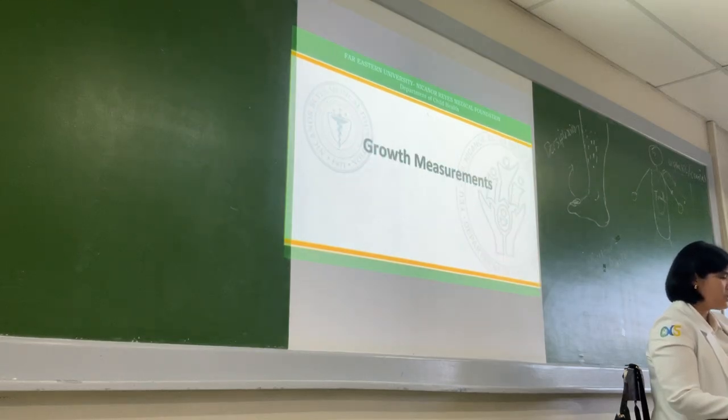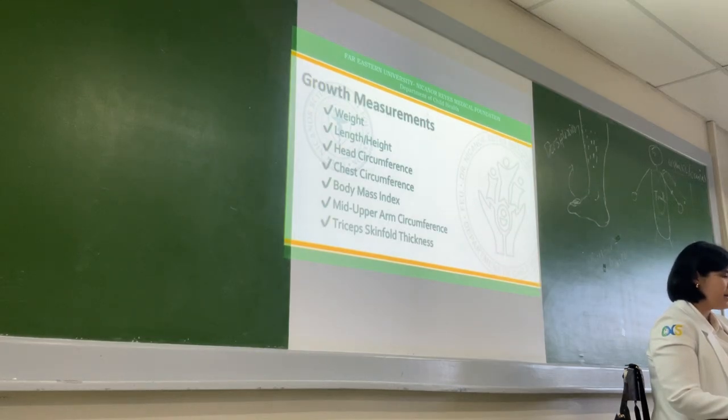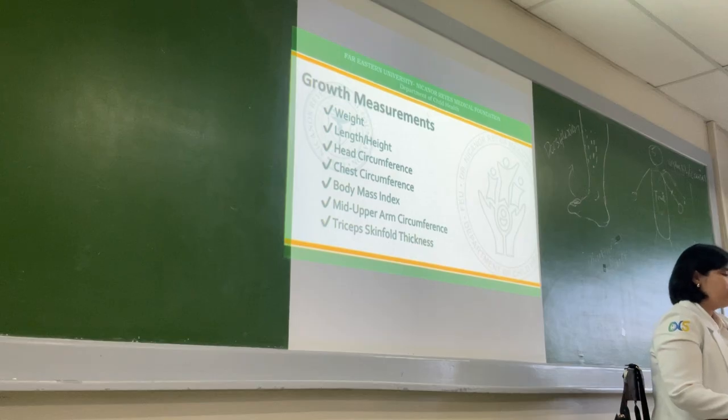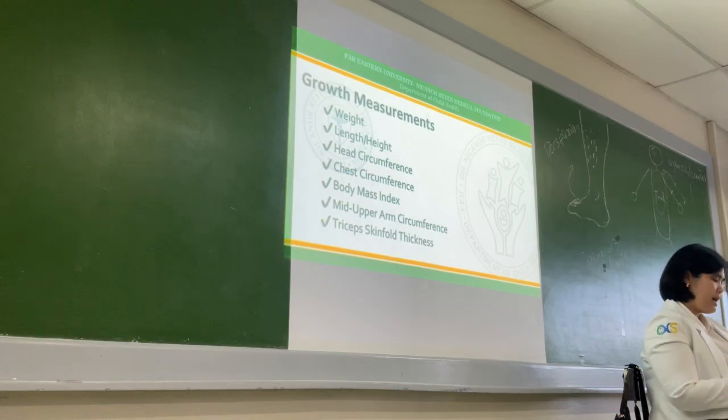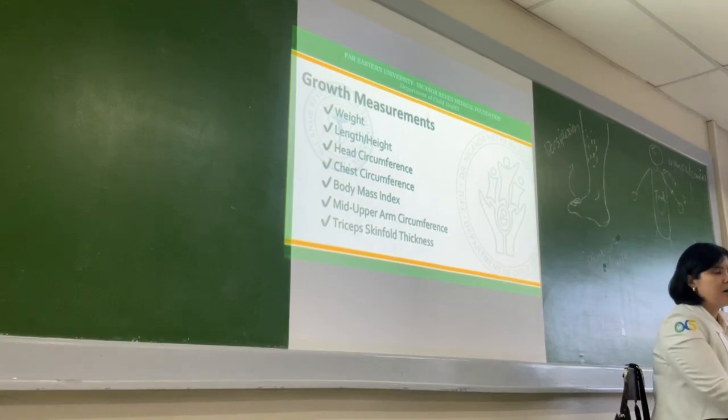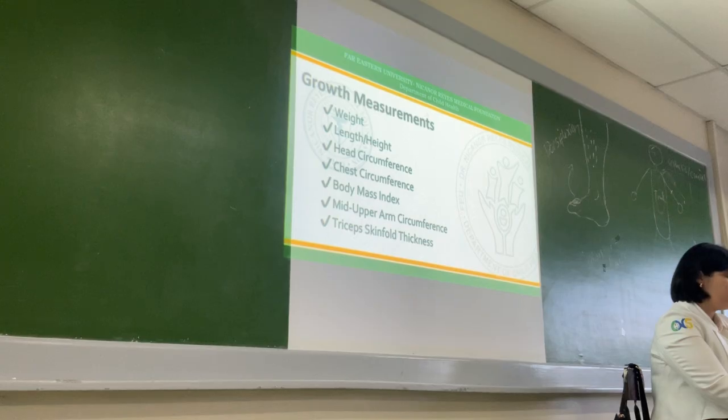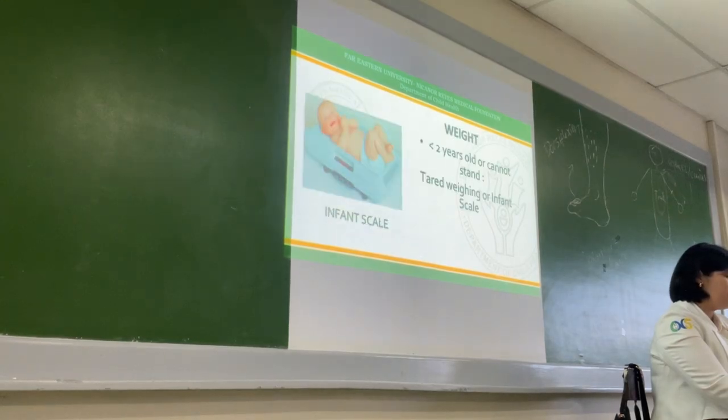Okay, so this requires accurate and precise measurements. And we will be measuring, and I will also be introducing formulas in terms of how you will compute for the weight, length or height, head circumference, chest circumference, the BMI, the MUAC or the mid upper arm circumference, and the triceps skinfold thickness. So let's start with weight.